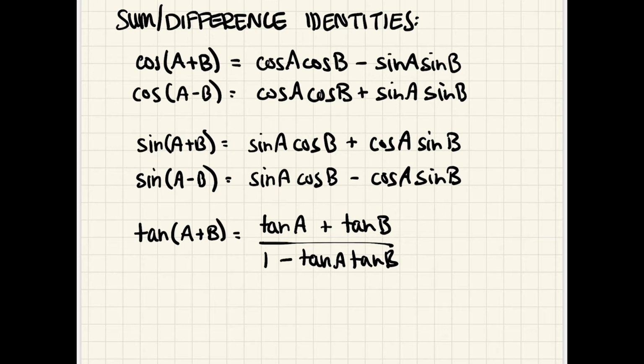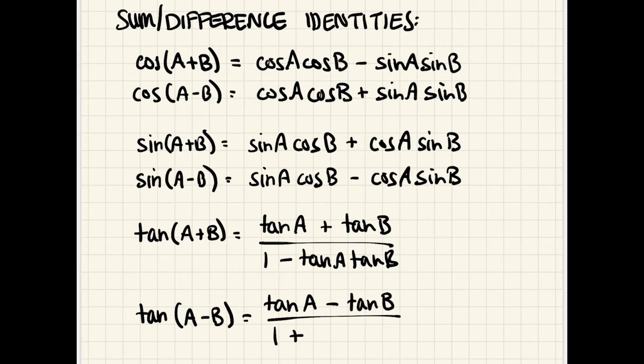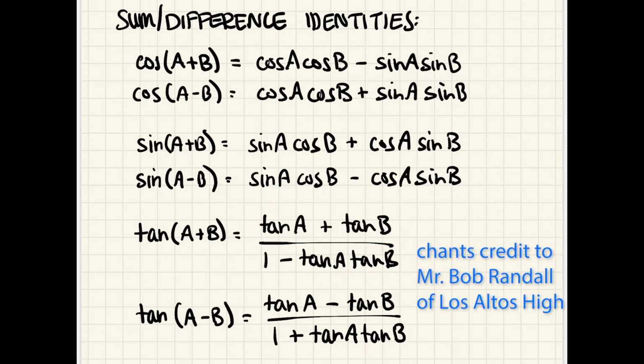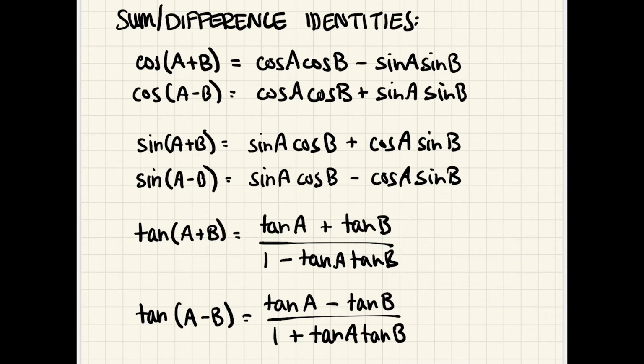So this is the sum identity for tangent, and the difference identity for tangent is virtually the same, but with the operators in the opposite place. So it's a minus on top and a plus on bottom. Okay, and I often refer to these two identities as tan over 1 tan. So tan over 1 tan. So that's cosine, cosine, sine, sine, sine, cosine, cosine, sine, and tan over 1 tan. And there we go. I never forget those.